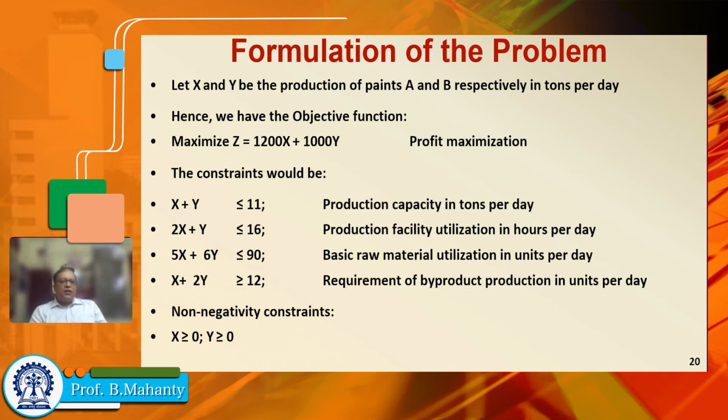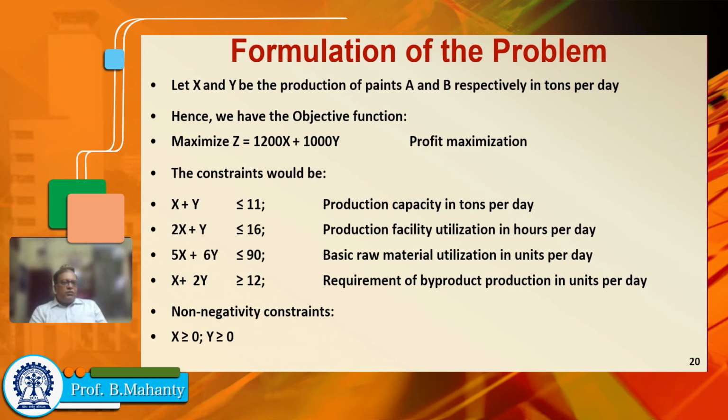And the fourth one, that is the byproduct, x plus 2y greater than or equal to 12, the requirement of byproduct production in units per day, and the non-negativity constraints x1 greater than or equal to 0 and y greater than or equal to 0. So what we have to do is solve this problem in a graphical manner.